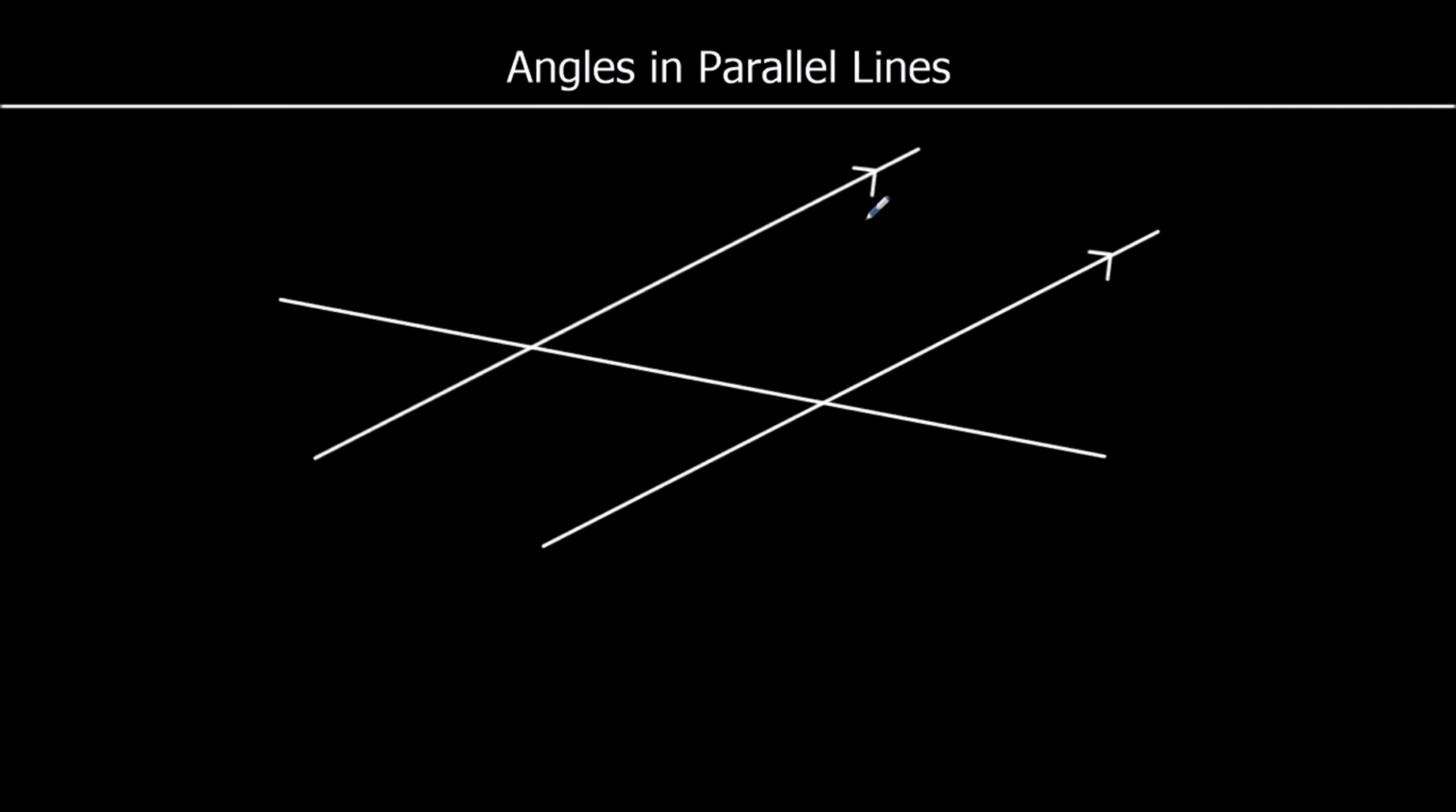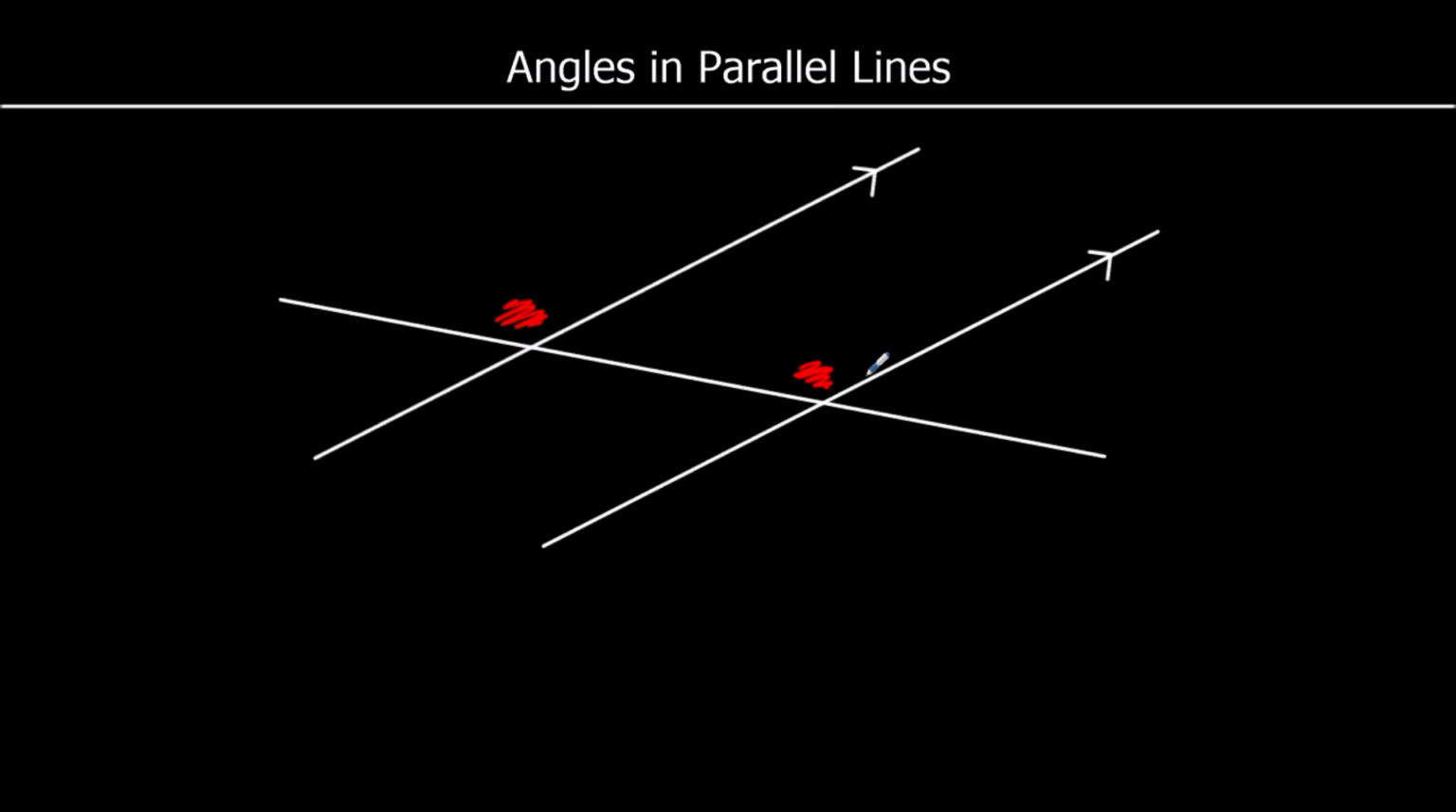Here we have two lines with arrows on them, which means they are parallel lines. So these two lines with arrows on run in exactly the same direction. When we have a line that goes through the parallel lines, it makes the exact same angles with both of the lines. So this red angle here is exactly the same as this red angle here.